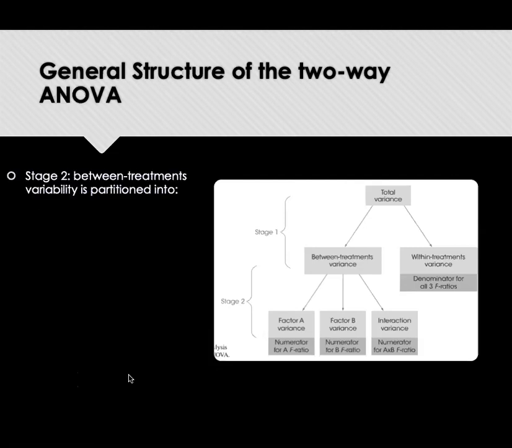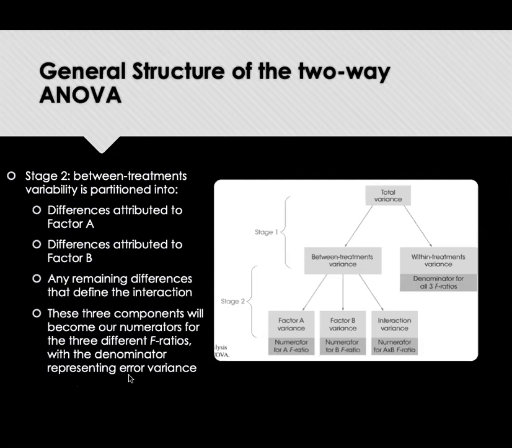And then in stage 2, the between treatment variability gets partitioned into factor A variance, so differences attributed to factor A, differences attributed to factor B, and then any remaining differences that define the interaction. So these three values or components will become our numerators for the three different F ratios.